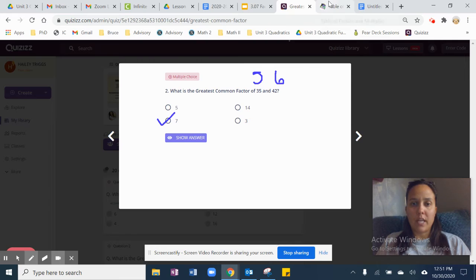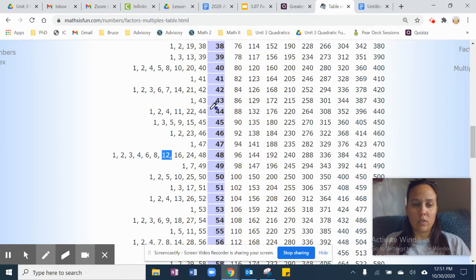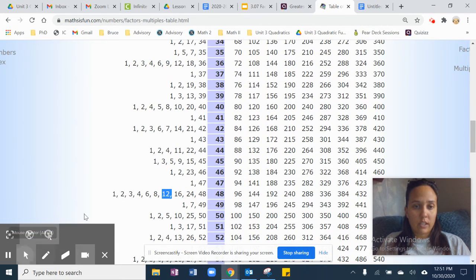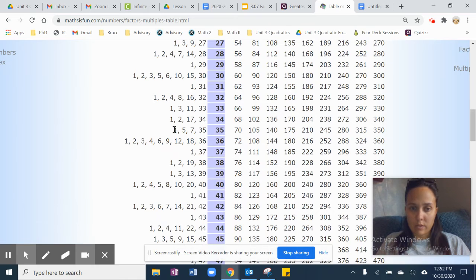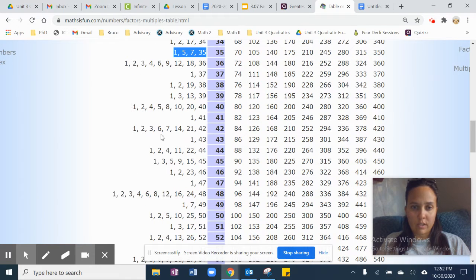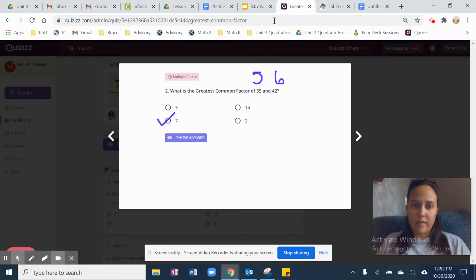But if we wanted to use our table, 35 and 42, if we look at 35, we always start with the smallest number. 35 and 7 are the two largest factors. So let's go to 42 and see if it has either of those. It has no 35, but it does have 7. So that's another way of discovering the answer.